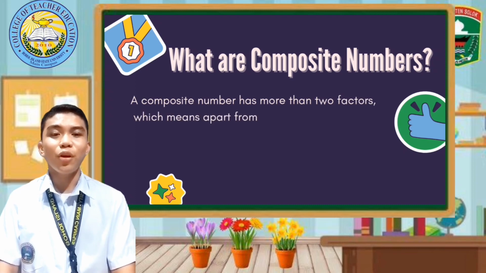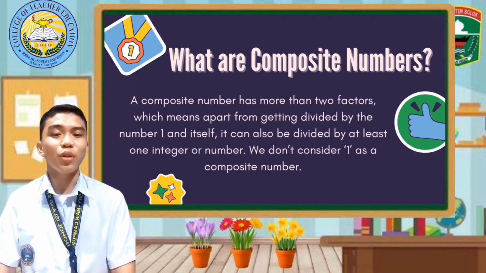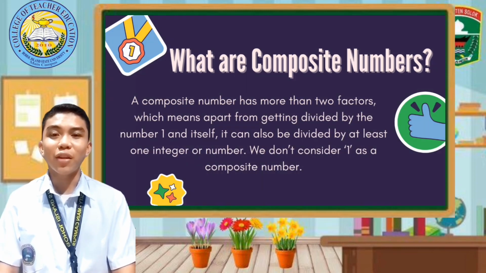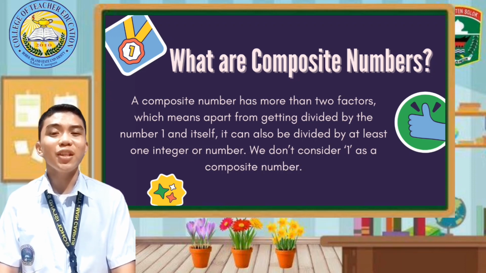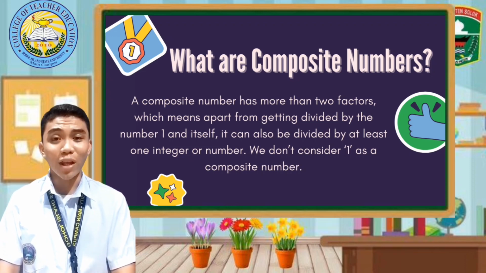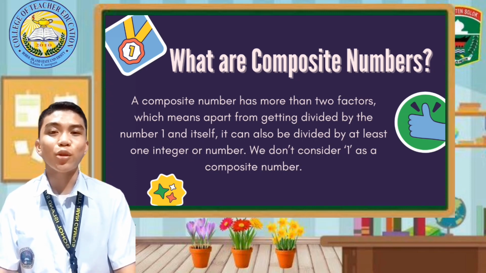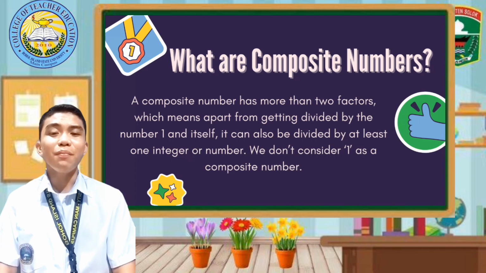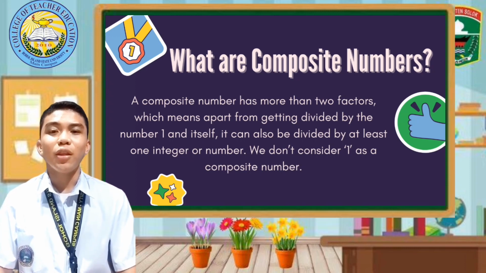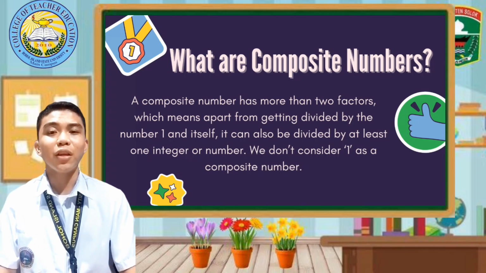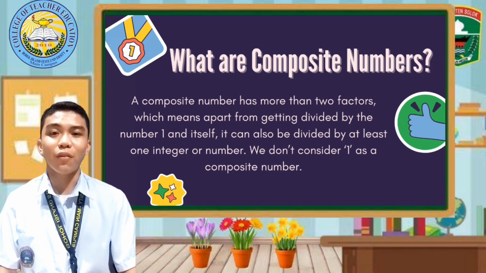A composite number has more than two factors, which means that apart from being divisible by 1 and itself, it can also be divided by at least one other integer. We don't consider 1 as a composite number. So, based on the definition, a composite number has many factors. For example, the number 100 has many factors. It cannot only be divided by 1 and itself.